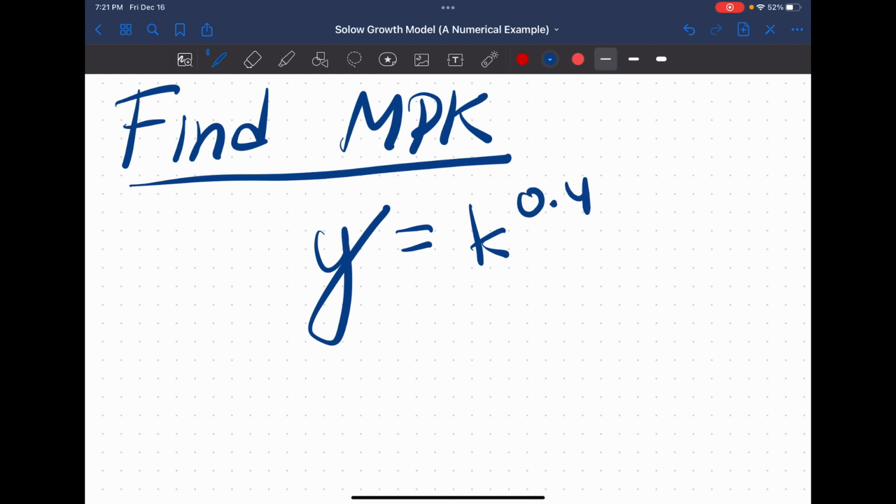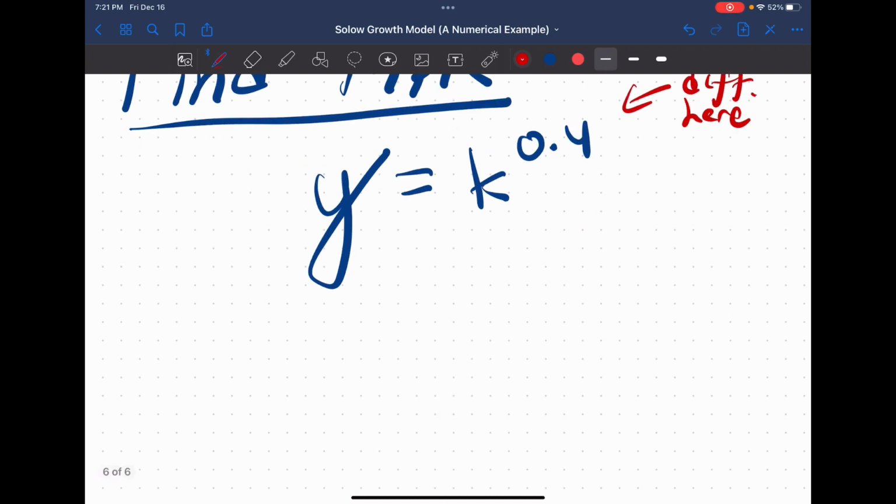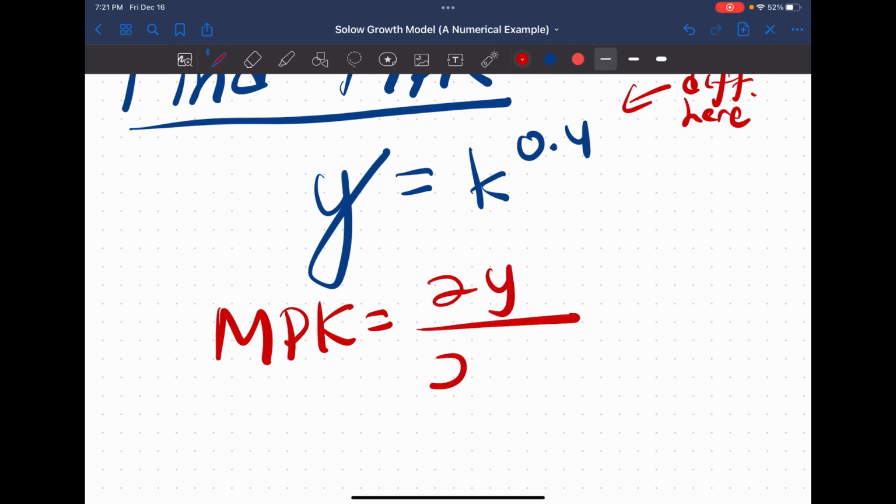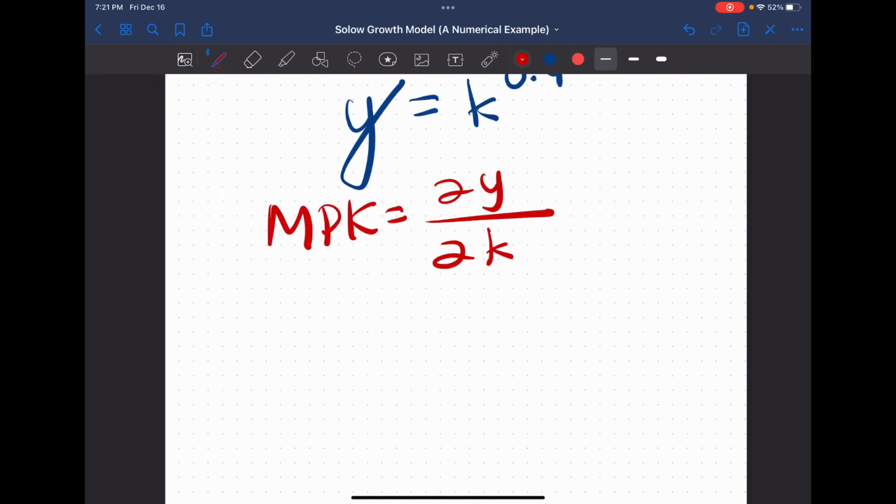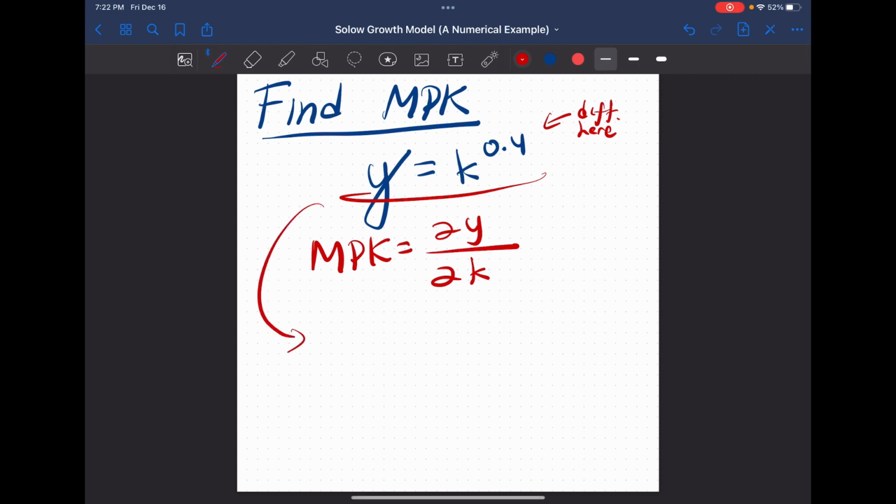So we use a bit of calculus here. We differentiate it. So now, MPK, okay, we differentiate it here. So now let's differentiate this, right? Then MPK equals 0.4 k to the power of minus 0.6. So now we got that.